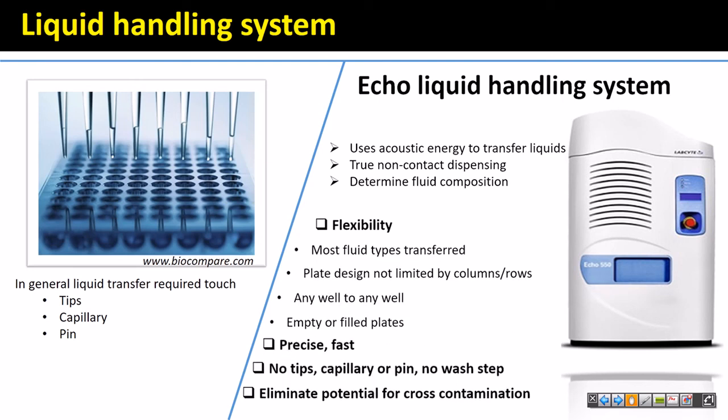This instrument gives a lot of flexibility as it uses acoustic energy, and it is designed in such a way that you can transfer fluid from any well to any well. There is no limitation like going row to row or row to column, and you can go from a single well to multiple wells. Since it is not using tips or capillaries, no washing step is required, and you can use empty wells of a filled plate. It is very precise and fast, and there is no chance of cross contamination. So how does it work?